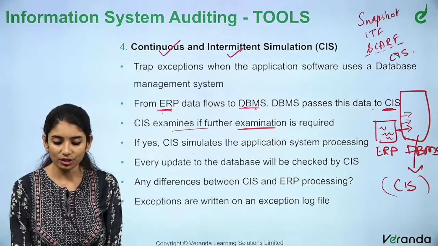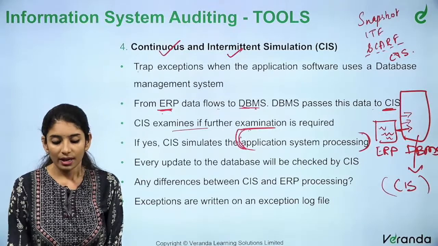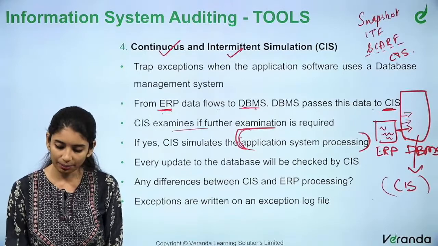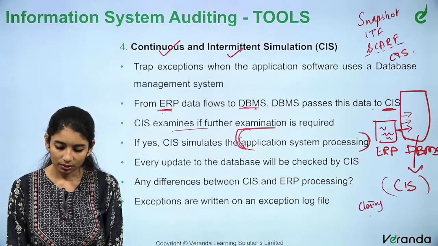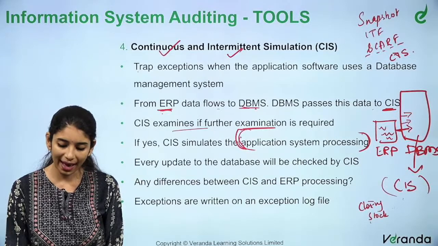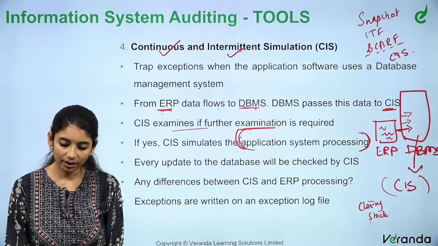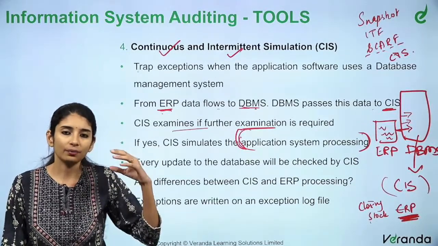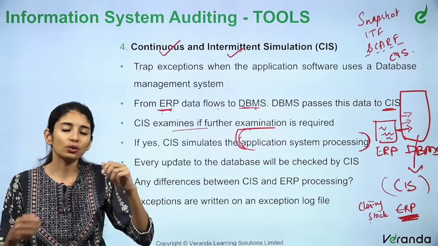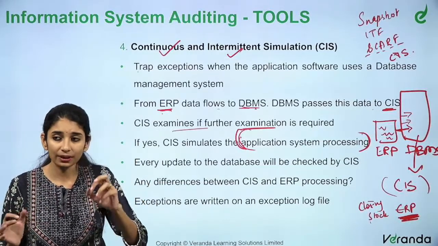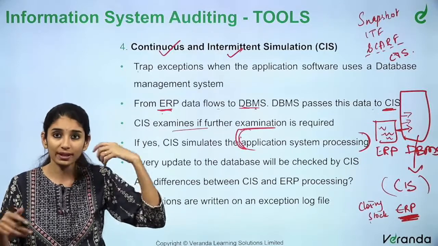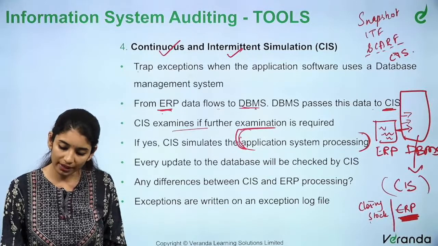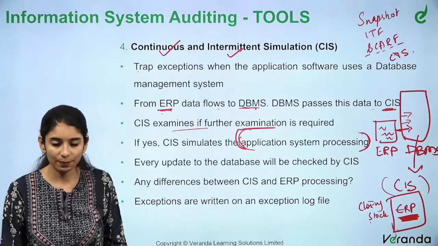CIS simulates the application system processing. If yes, then CIS tries to process this, for example, closing stock, as done by the ERP software. It simulates itself. You know the meaning of simulation, right? When I am learning to fly an airplane, I will go and simulate it. Means I will drive it on the land, but the entire environment will be made in such a way that I am flying the airplane in air. So, ERP simulation. A simulation is done as though it is the ERP software itself.